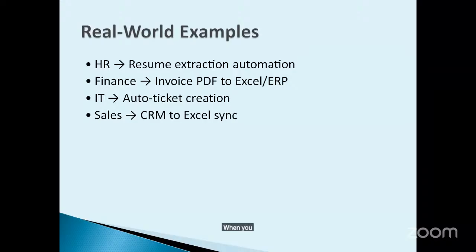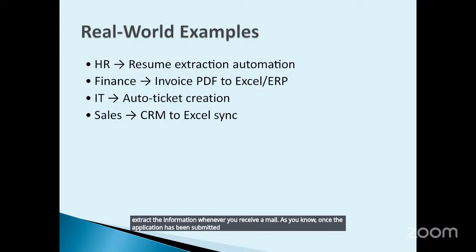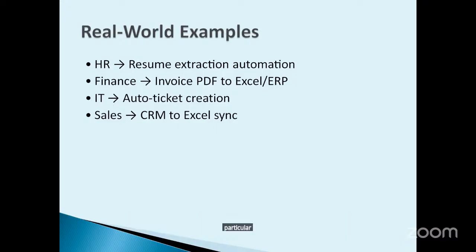So the common use cases we can expect in the real world: first thing, the HR use case. When you are applying to a big MNC company, let's say Accenture, Infosys, there will be 1,000+ applications getting filled every day. And as an HR, you cannot open and read all 1,000 applications. So that's when automation comes into play, where you can extract the information whenever you receive a mail. As you know, once the application is submitted, HR will receive a mail with the email attachment of the particular employee's resume.